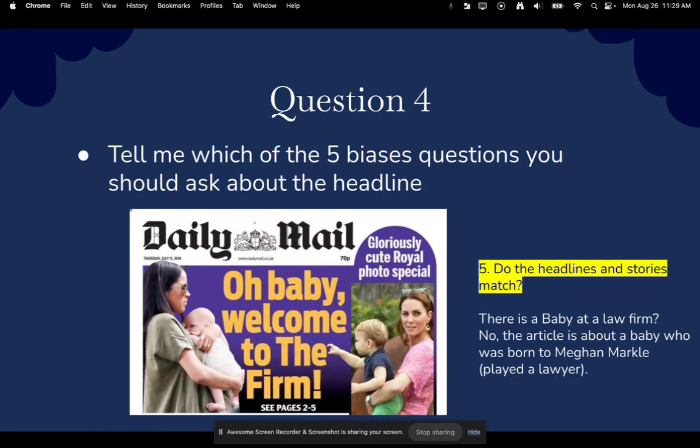Yeah, this one's a little bit trickier. It was hard to find an example for this one, but it should be number 5. Do the headlines and stories match? So, looking at this, you're like, why would a baby be in a law firm? That's crazy. Only lawyers can be in law firms. No, the article is actually talking about a baby who was born to Meghan Markle, who played a lawyer on TV.